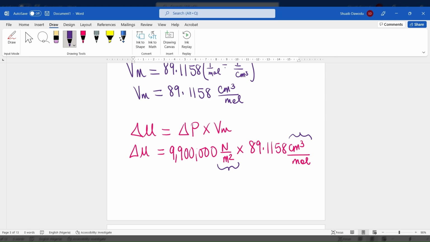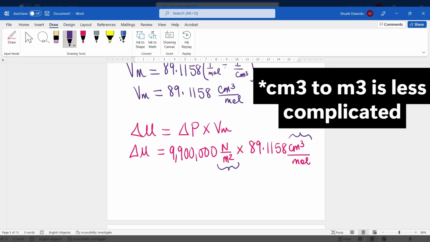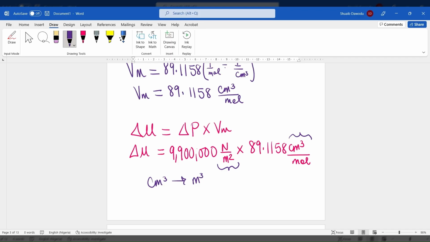So I am going to instead go from centimeter cube to meter cube. I'm going to do a quick unit conversion and then go back to our question. So when we want to go from 89.1158 centimeter cube per mole, we're going to have the centimeter cube at the bottom and the meter cube up top.